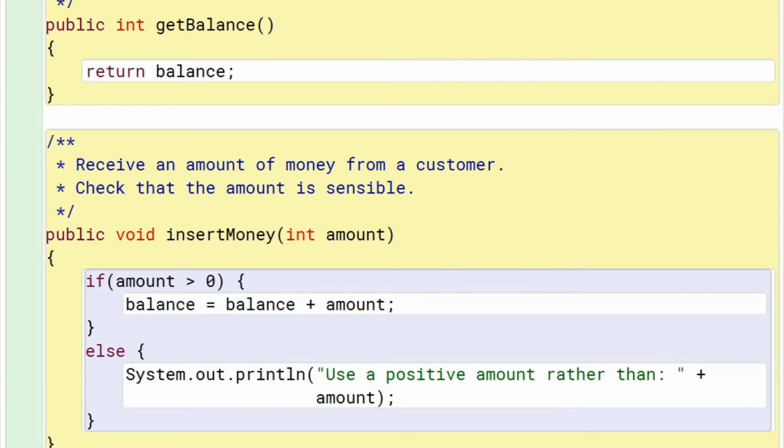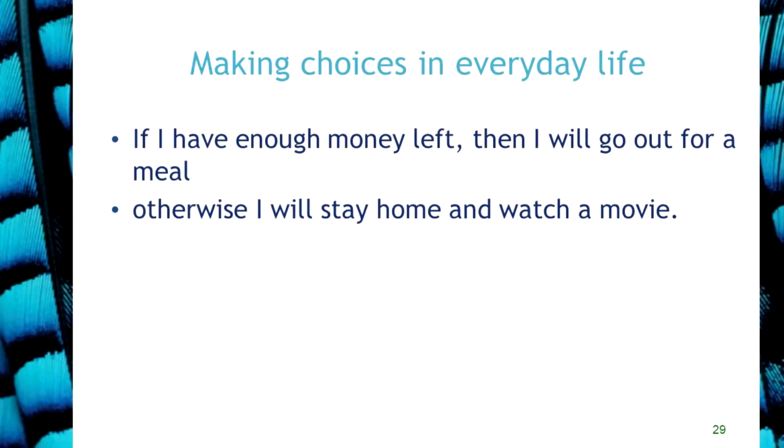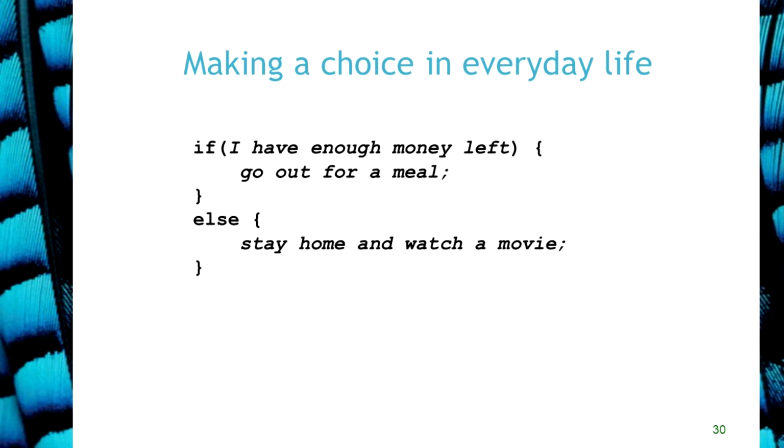A conditional statement allows us to take one of two possible actions based upon the result of a check or a test. If the test is true, then we do one thing, otherwise we do something different. This kind of either-or decision should be familiar from situations in everyday life. For instance, if I have enough money left, then I shall go out for a meal. Otherwise, I shall stay at home and watch a movie. And a conditional statement has the general form described with the following pseudocode, as shown here.